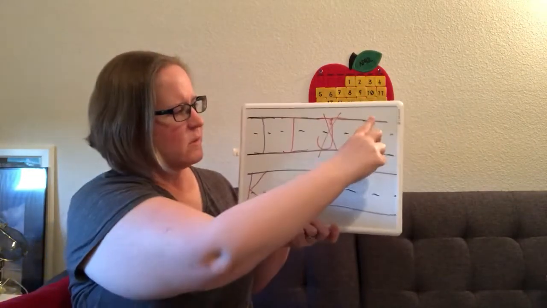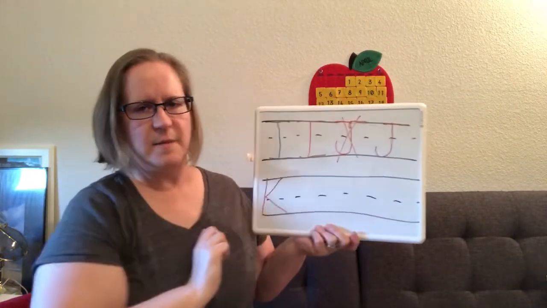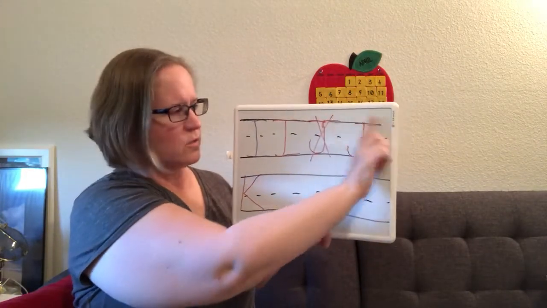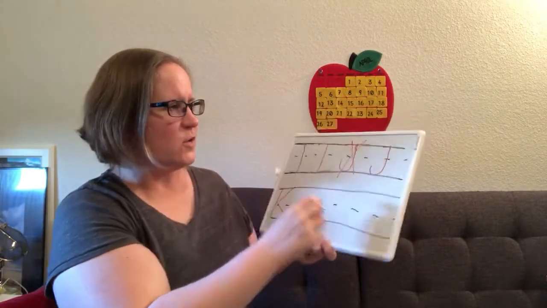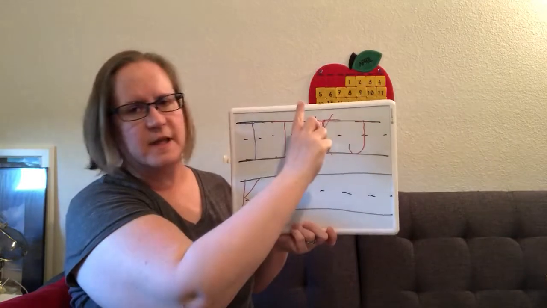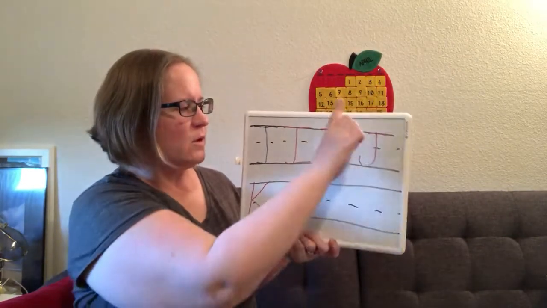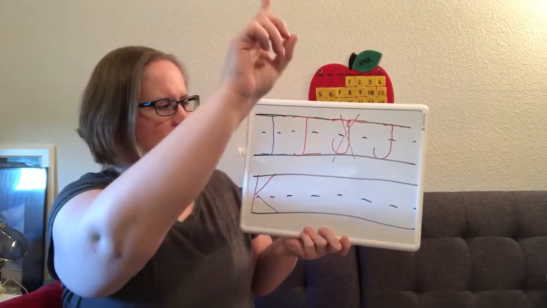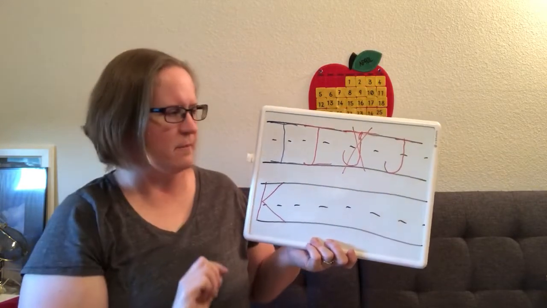Then we did J. We made a tall line down with a hook and a cross at the top. Do that with me. Tall line down with a hook, cross at the top. And your J is going to hook to the left. So when you make your J, you're going to make your hook to the left towards the beginning of your paper. Hook to the left, cross at the top. Okay, do it with me. Tall line down, hook at the bottom, cross at the top.